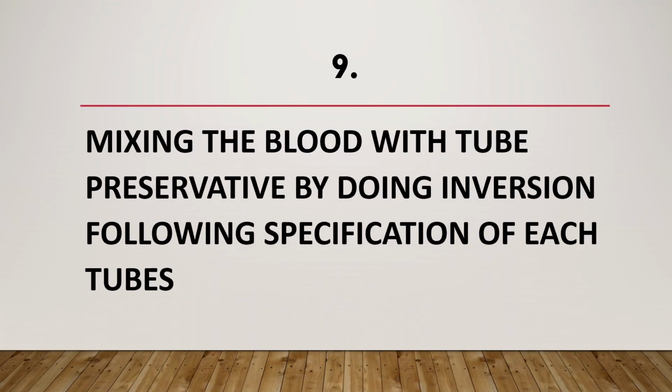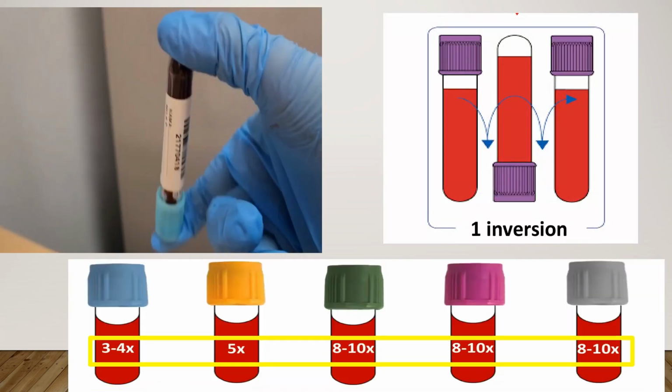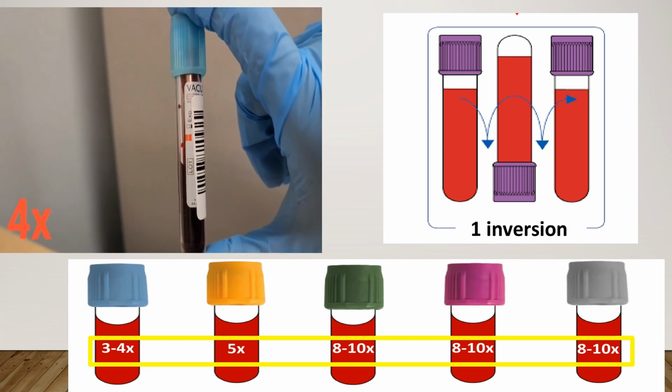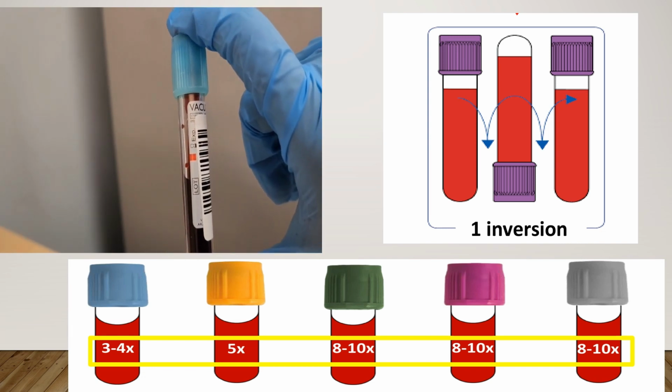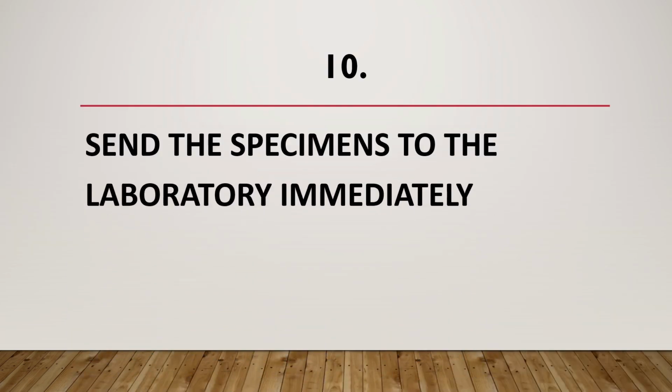Immediately mix tubes by gently inverting according to tube specification. If mixing is not thorough, a partial clot may form and could render the specimen unacceptable for use. You can refer to the video on how to do proper inversion. One mixing cycle is one inversion, which involves turning the tube vertically for 180 degrees and putting it back to the starting position. After the blood collection is completed, you can send the specimens to the laboratory immediately to prevent improper storage effect on the specimens so that analysis can be done at optimum level.